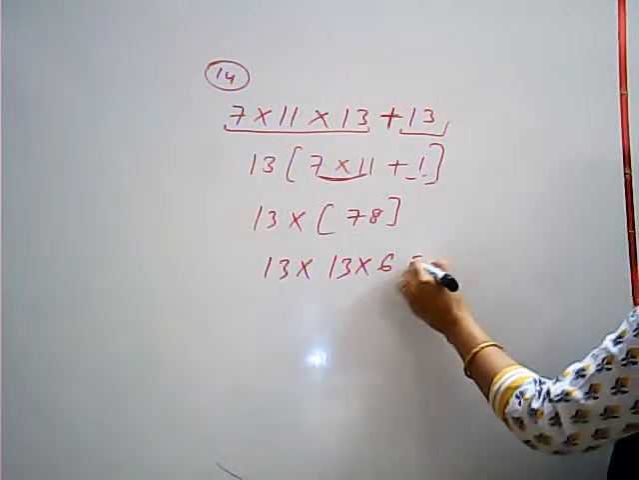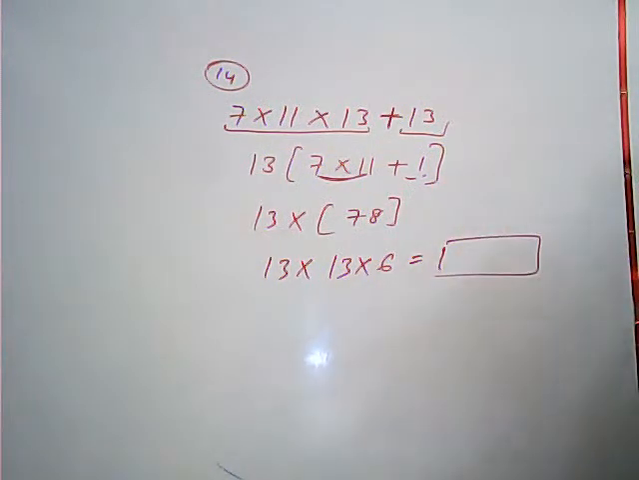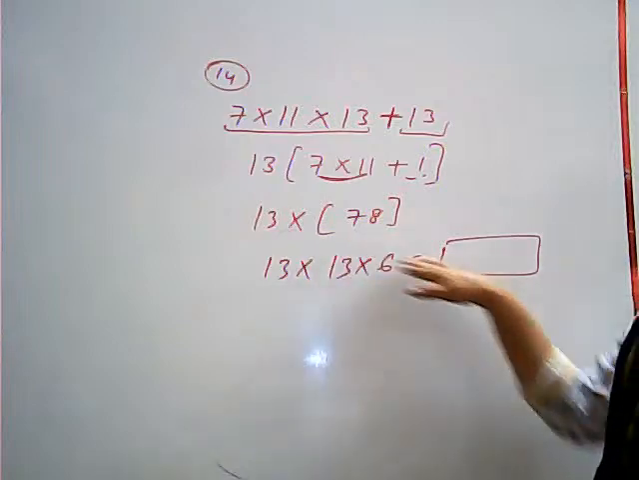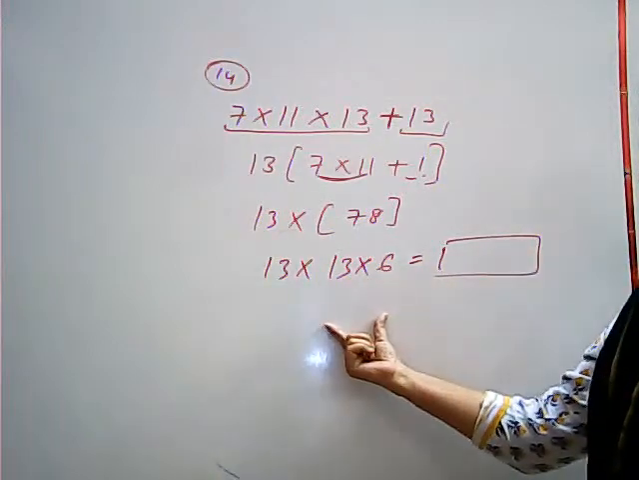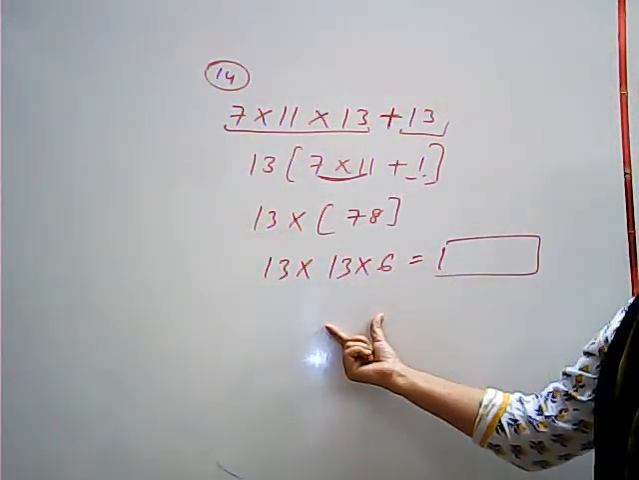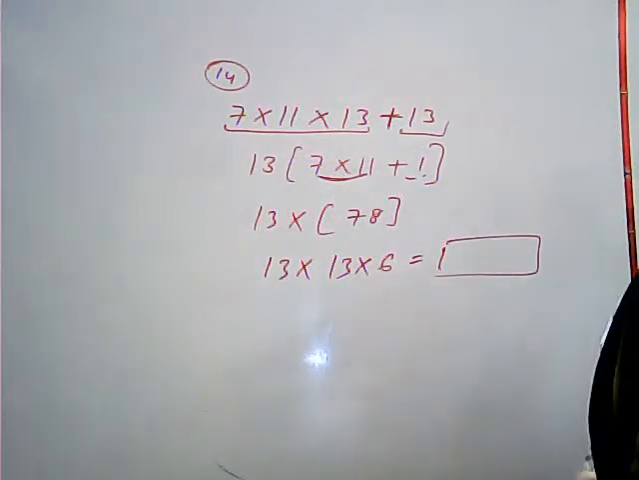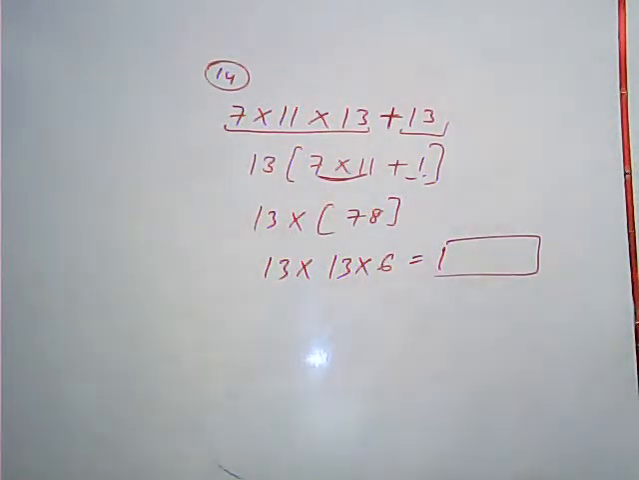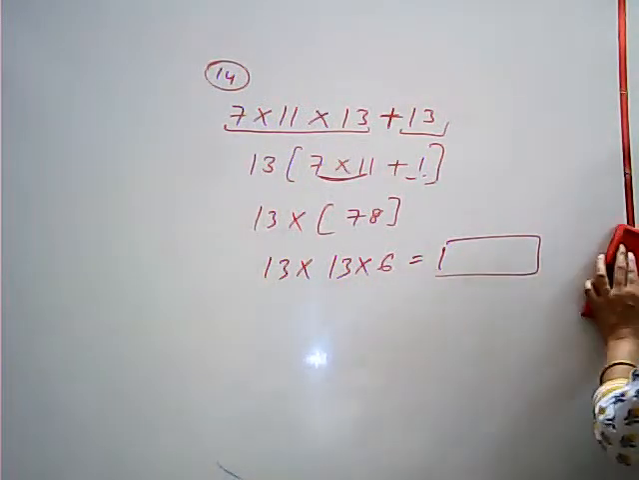After that you can multiply and write the answer, because this term will contain more than two factors, that is why it is called a composite number. In this way you will write that it is a composite number. Okay.